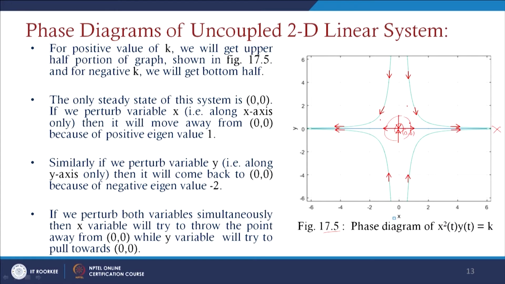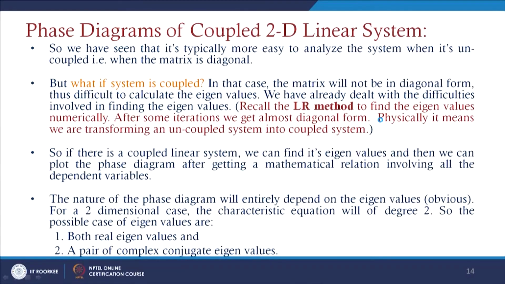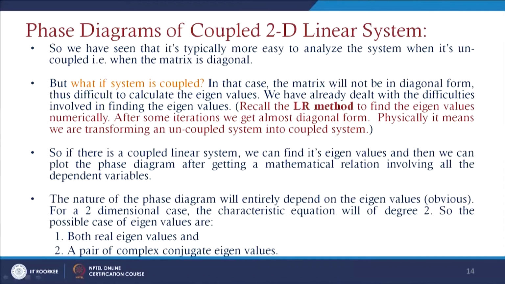So this is for the uncoupled system. If you go for a coupled 2D linear system, it is very difficult to handle, since in the uncoupled form we obtain the solutions in an independent form and we try to establish the relationship between these two variables, and the matrix is also diagonal. That is why we can easily find the eigenvalues in a compact form. But if the system is coupled, the matrix will not be in diagonal form.